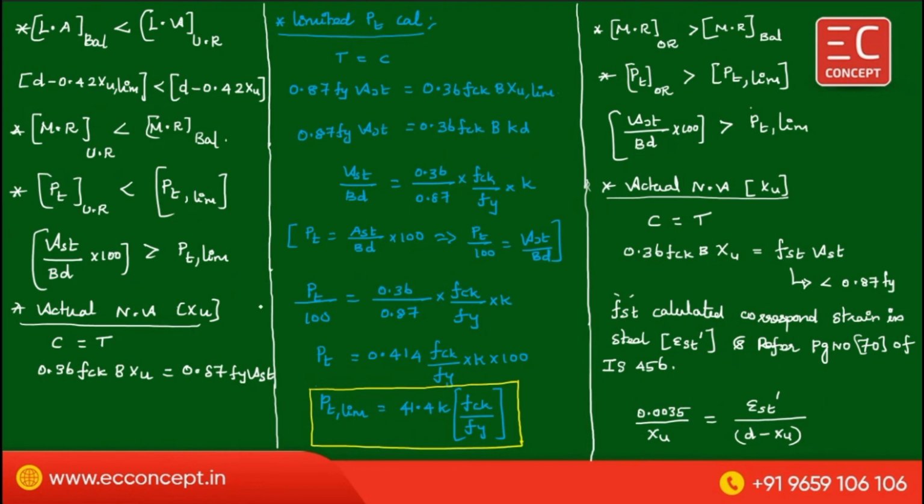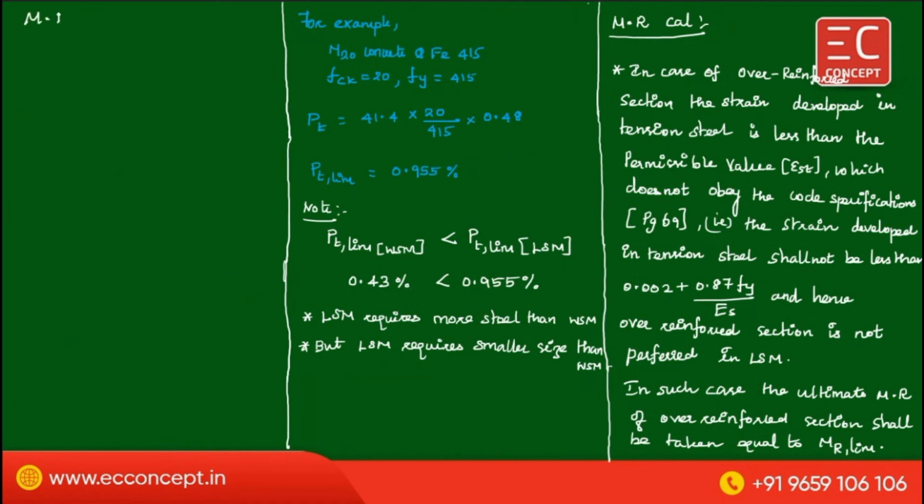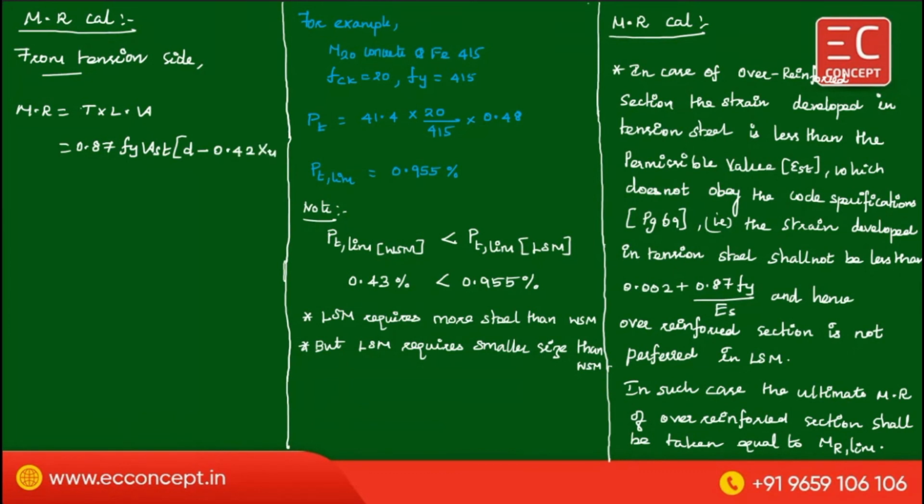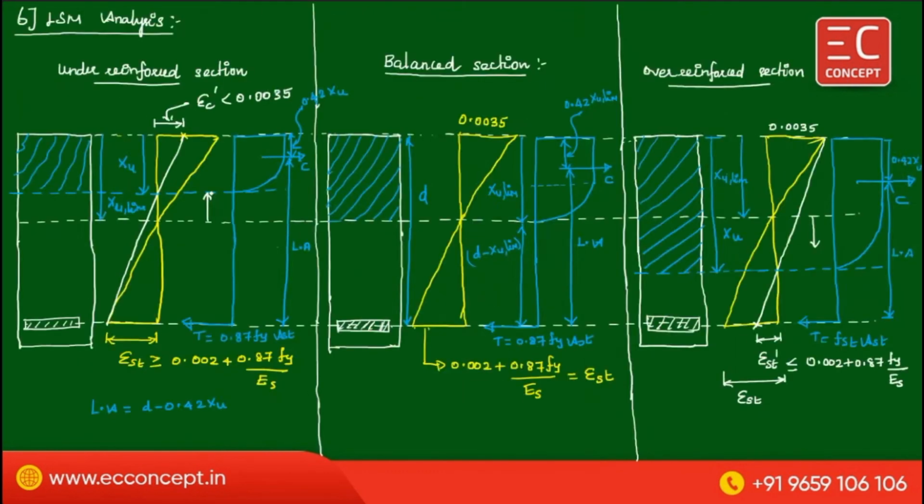Now, moment of resistance calculation. Let us take it from the tension side, that is easy. If you take moment of resistance from the tension side, then moment of resistance is equal to T into lever arm. What is T? 0.87 Fy Ast into D minus 0.42 Xu. Simply substitute and you will get an answer. That means from the tension zone, you take the tensile force into the distance up to the compressive zone. Therefore, 0.87 Fy Ast is the tension.